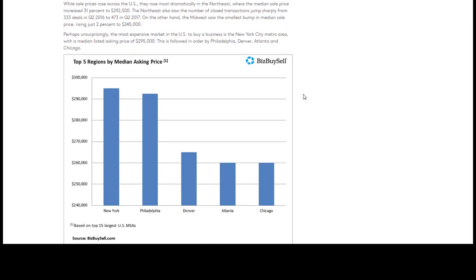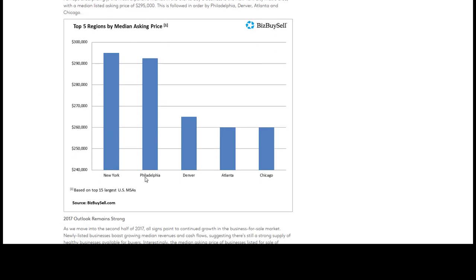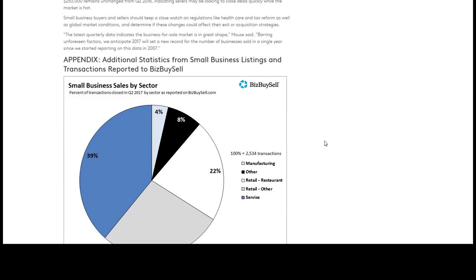Again, some more commentary there. Top 5 regions by median asking price. No surprises with major cities being the top 5 regions by asking price.